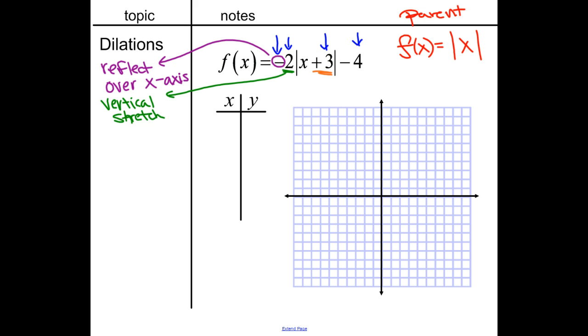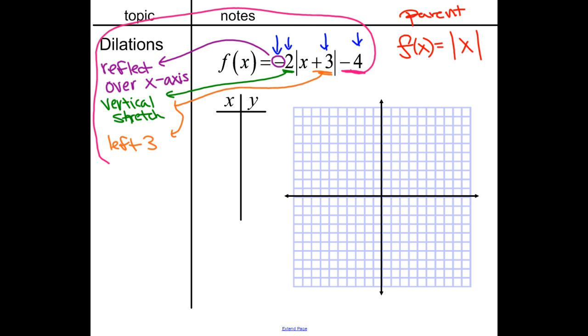We have a +3 there. So that +3 on the inside, that means that we are going to move to the left 3 places. And the last thing that we have is the -4. And again, that -4 is on the outside. So we know we're going to move down 4 places.